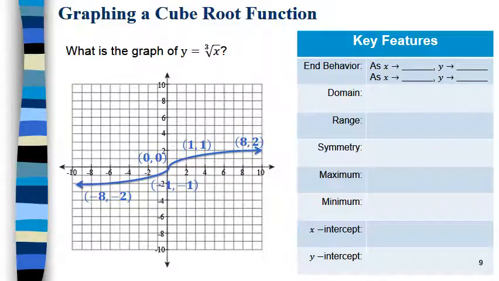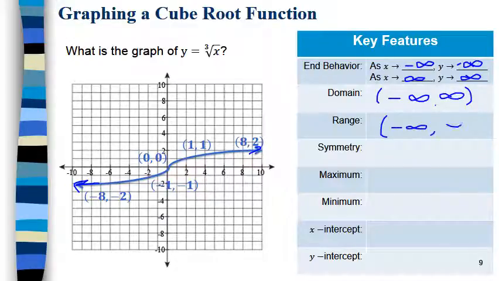So when we look at this, we notice that our graph is going to go to the left and to the right forever. So as x goes to negative infinity, y goes to negative infinity. And as x goes to positive infinity, y goes to positive infinity. Which means that our domain is going to go from negative infinity to infinity. And our range is also going to go from negative infinity to infinity.